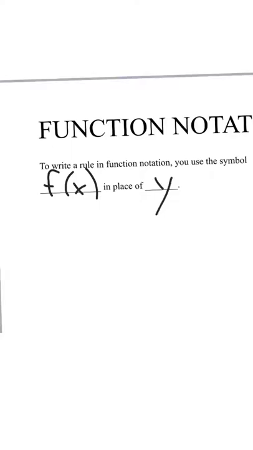If something is written in function notation, you can automatically assume that the equation, that table, that graph that goes along with that equation is a function, that it passes the vertical line test, that it only has one range to each domain. If it's written in function notation, it is a function.